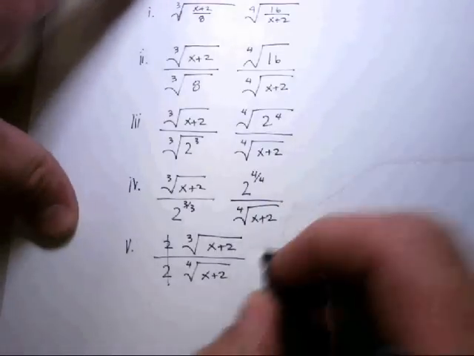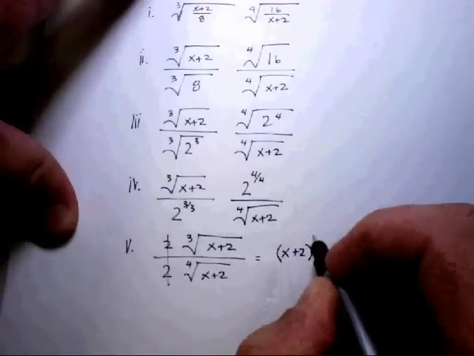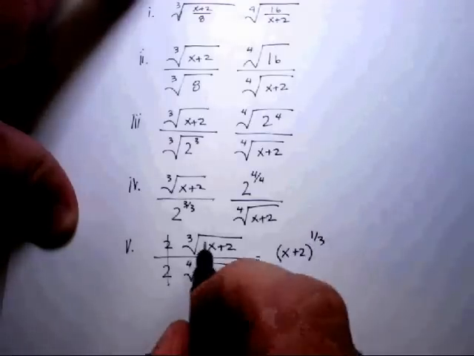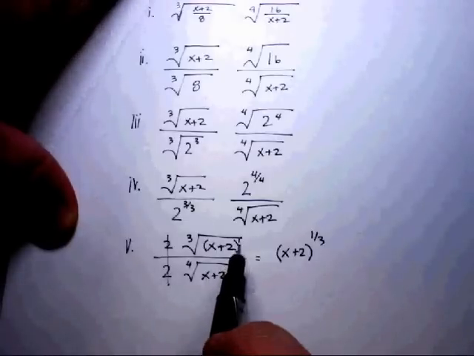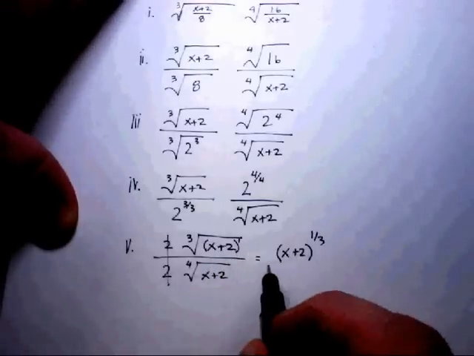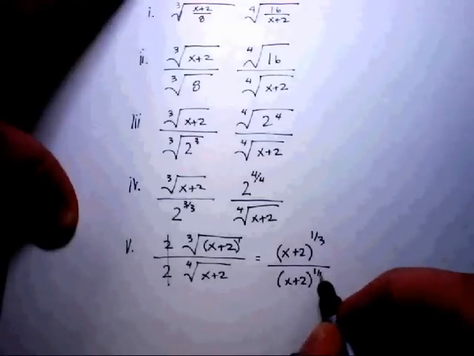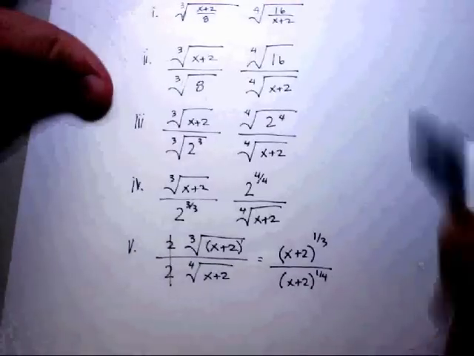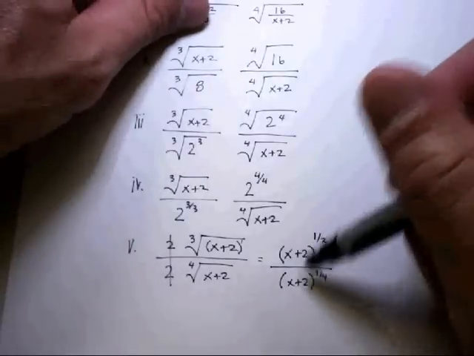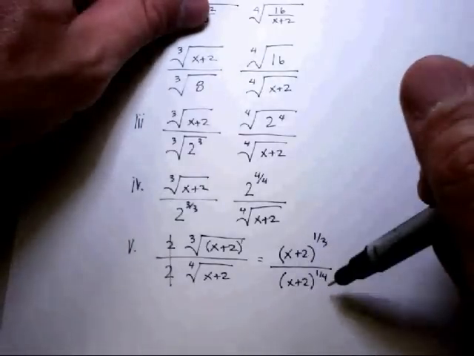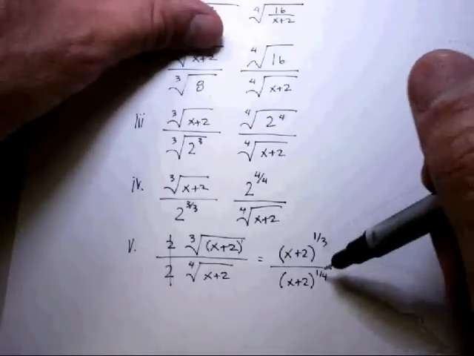And this over here I'm going to rewrite as x plus 2 to the 1/3. I can just assume that there's a parentheses there, and that's just raised to the first power. So I'm just going to say x plus 2 to the 1/3. And down here I'm going to have x plus 2 to the 1/4. You might remember your rules of exponents at this point. Remember, when the bases are the same, what can I do to those exponents? I can subtract them when I'm dividing. When it's in a division problem, I can subtract those exponents, as long as the base is the same.